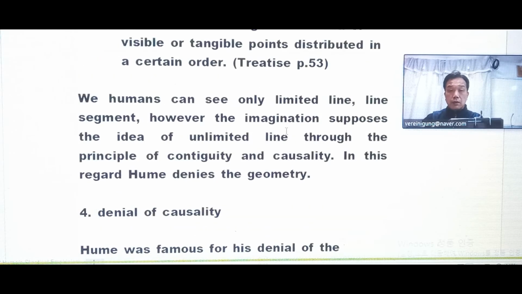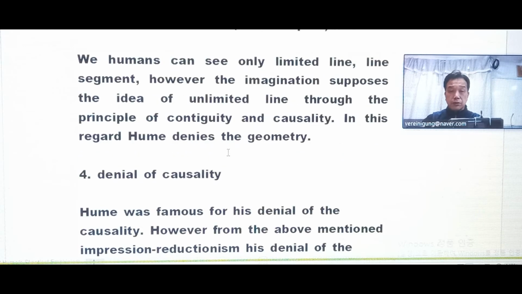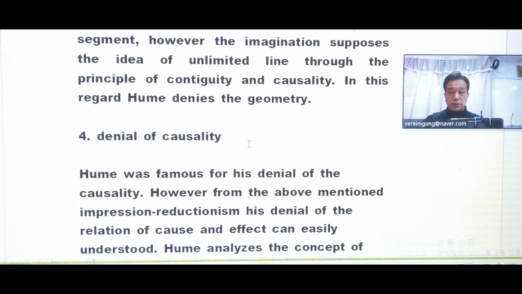53. We humans can see only a limited line segment. However, the imagination supposes the idea of unlimited lines through the principle of contiguity and causality. In this regard, Hume denies geometry.